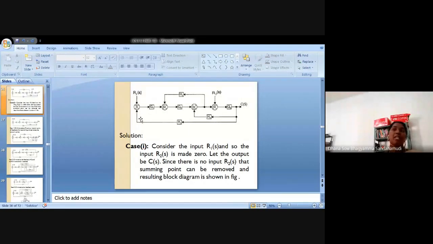The negative feedback element is not removed. The summing point is removed. Okay, this summing point is removed. But since this is a negative feedback path, this minus will be attached to H1.